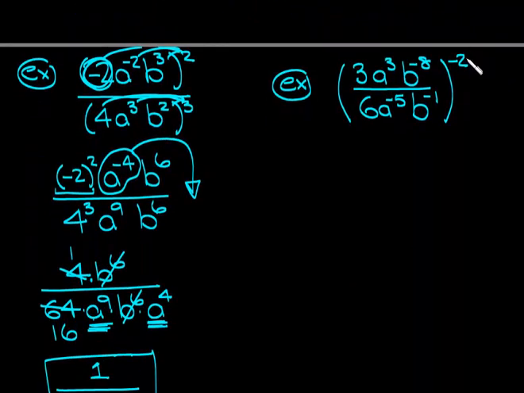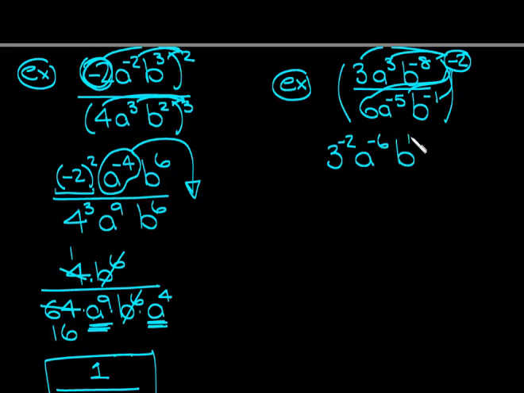So the first thing I'm going to do is take this negative exponent and push that to everything on the inside, since that exponent is on the whole expression there. So I get 3 to the negative 2. I get a to the negative 6, b to the 16. I'm just multiplying them. 3 times negative 2 is negative 6. Negative 8 times negative 2 is 16. Then I get 6 to the negative 2, a to the 10, and b to the 2. Again, we're just doing that.